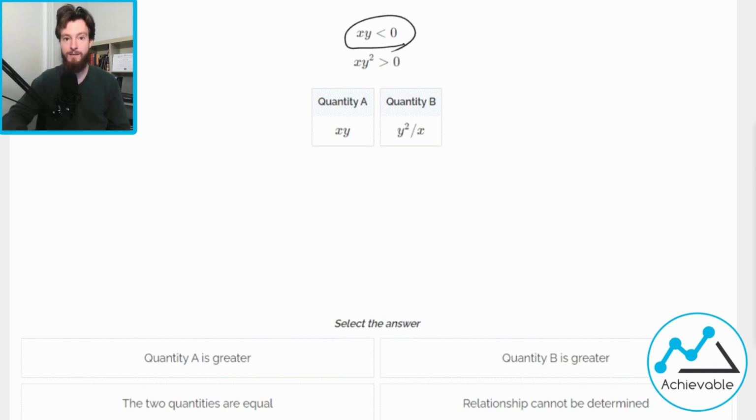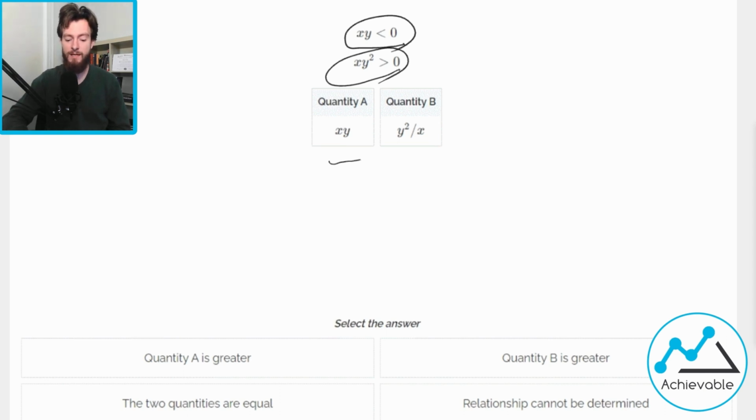Now, quantity A is already in the constraint. X times y is less than 0, so it is negative. So we know for sure that quantity A is negative. Now, we don't know for sure if y or x are negative, though, or positive. We could use these two constraints, though, to discover which one is positive and which one is negative. And in that case, that could help us determine if quantity B is positive or negative.